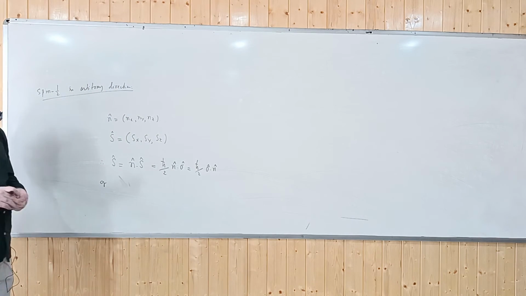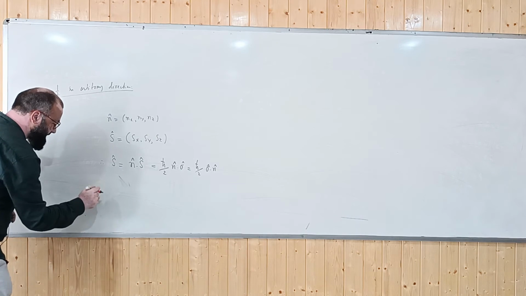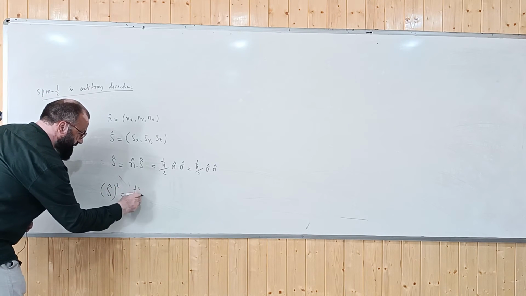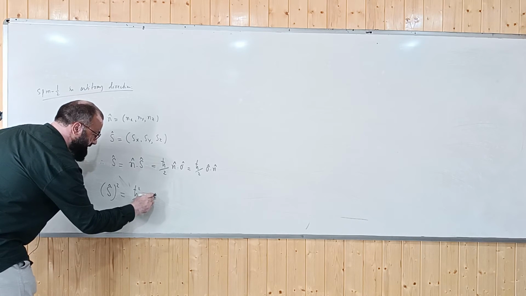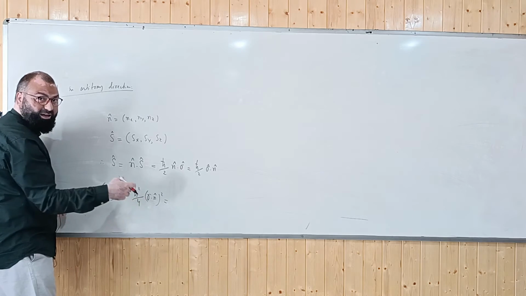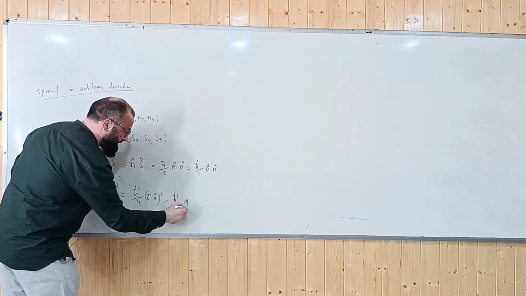So this is your spin operator along an arbitrary direction. Now let's check this S squared. What is our S squared? It will be h-bar squared by 4 times (sigma dot n) squared. Clear? So what is the value of this? It's 1, the identity matrix. So it is h-bar squared by 4 times the identity matrix.